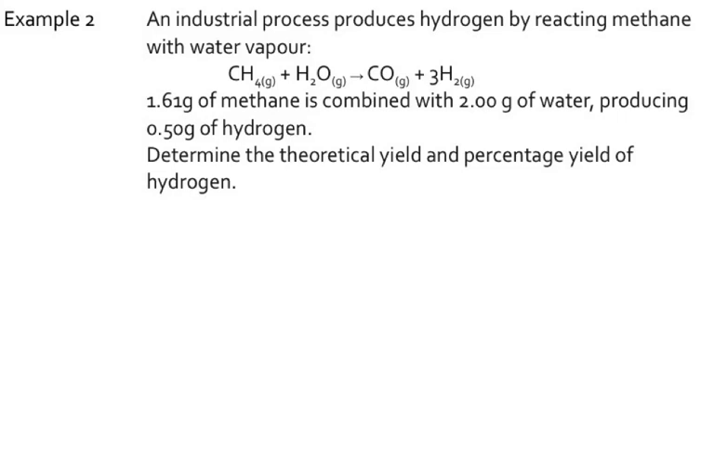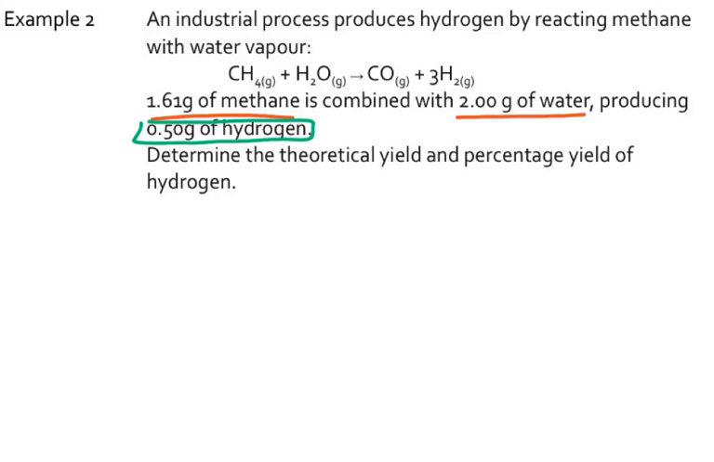What we know is that we get hydrogen in this industrial process by reacting methane, which is CH4, with water vapor, H2O. We know that we have taken 1.61 grams of methane and combined it with 2 grams of water, and in actual we have produced 0.50 grams of hydrogen. As with the last example, what we actually produce does not come into play yet until we know how much we should have made in theory. And that's what we need to do right now.